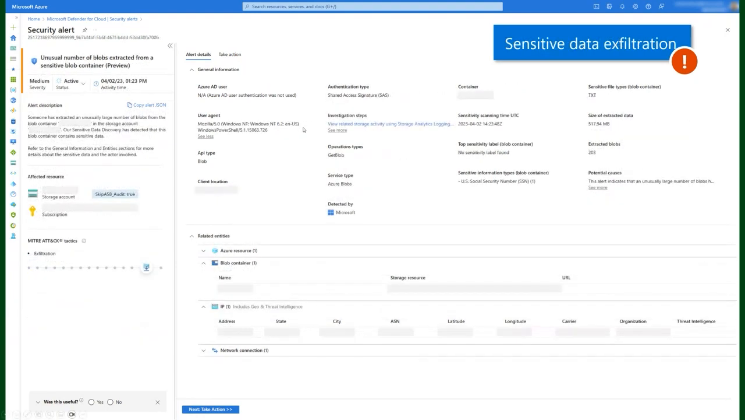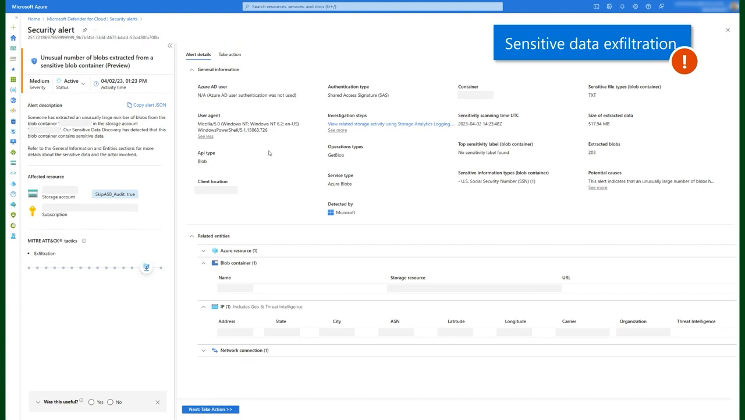Now, if sensitive data was involved in this incident, we're going to send you another security alert that is going to say, hey, you had a sensitive data exfiltration event. We detected that sensitive data was involved in this incident. And you can see here what type of sensitive data was there, what type of files, how much data was downloaded, and other details that will provide more context for the investigation process.